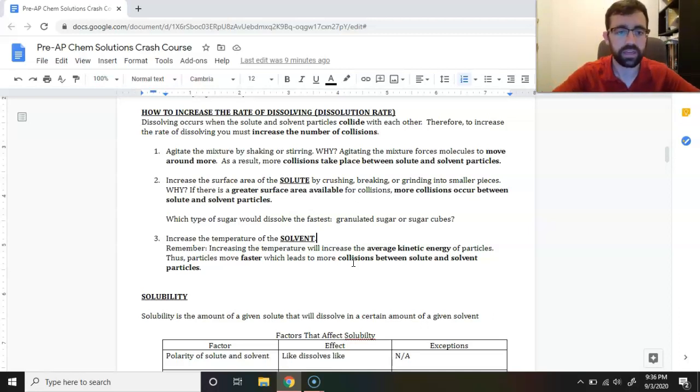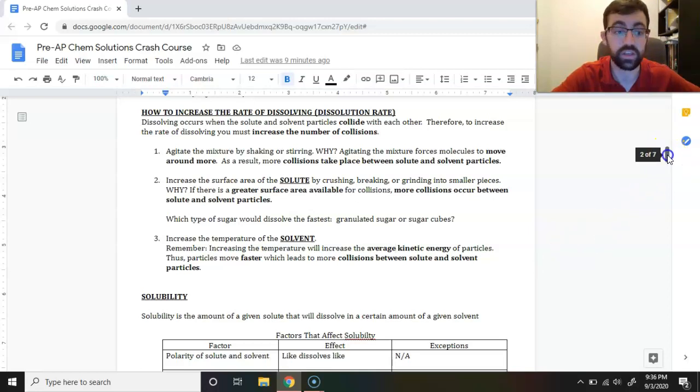All right, if we increase the temperature of a solvent, it also can make the dissolving happen faster. Why is that? Well, remember that if you increase the temperature, you increase the average kinetic energy of particles. We talked about that with gases. So the particles move faster, which leads to more collisions between the solute and solvent particles. And again, if you have more collisions between the solute and the solvent particles, it's going to dissolve faster.